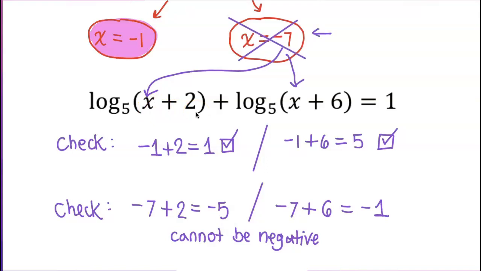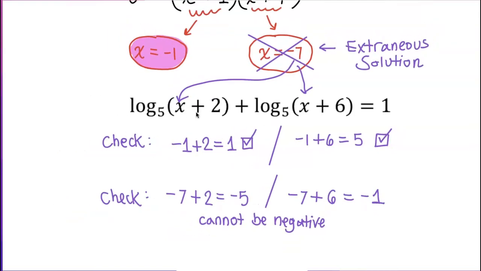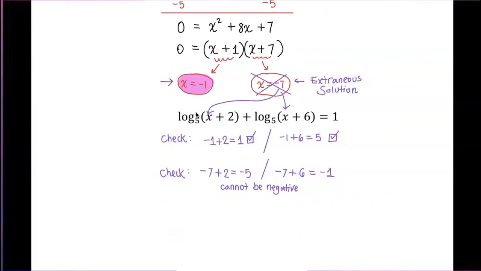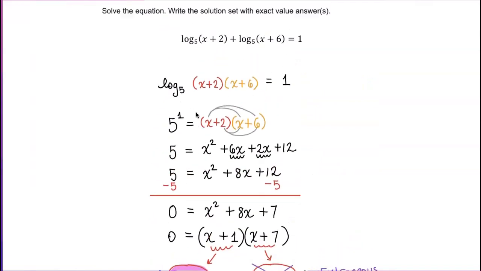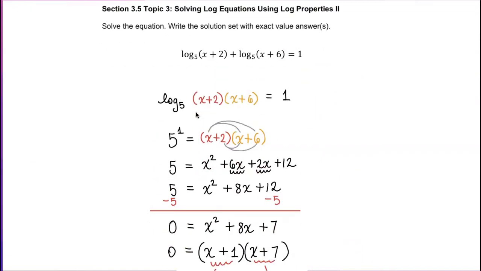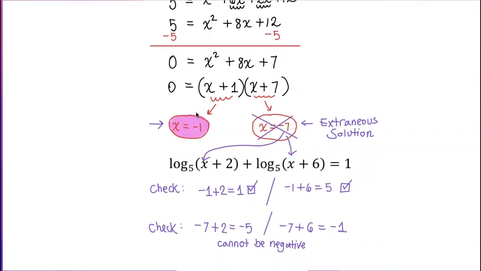We call this negative 7 an extraneous solution. So the only solution to this equation is x equals negative 1. Remember to please check your answers when you are solving log equations because you may have extraneous solutions.